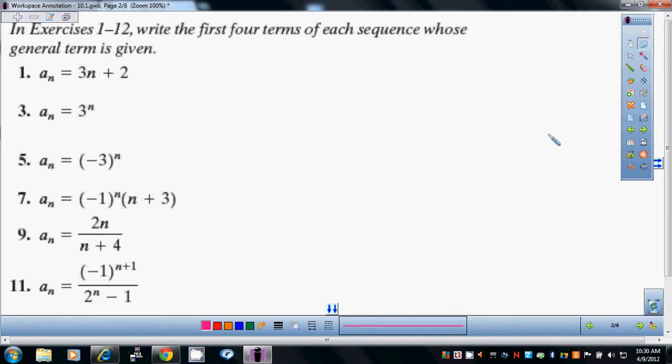A sequence is always written as a sub n. I don't know why they choose a, but they're basically saying you have a sequence and n is your variable. Now you always start with 1 as your first term, and then you just go up from there. Every sequence, like the one I just said, 1, 3, 5, 7, 9, is an arithmetic sequence where we're adding 2 every time.